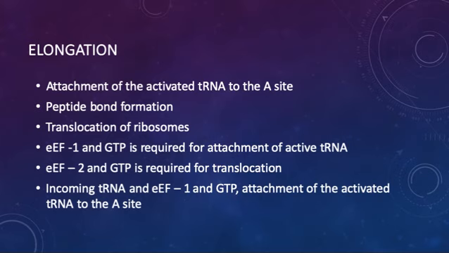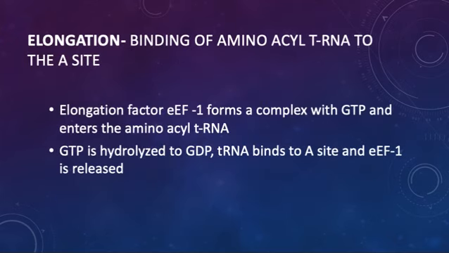So the incoming tRNA and elongation factor 1 and GTP help in the attachment of the activated tRNA to the A site, right? So we'll first go on to the binding of the aminoacyl tRNA to the A site, right? So elongation factor 1 forms a complex with GTP and enters with the aminoacyl tRNA. The GTP hydrolyzes to GDP and tRNA binds to the A site and elongation factor 1 is released. So this is the binding of the aminoacyl tRNA to the A site.